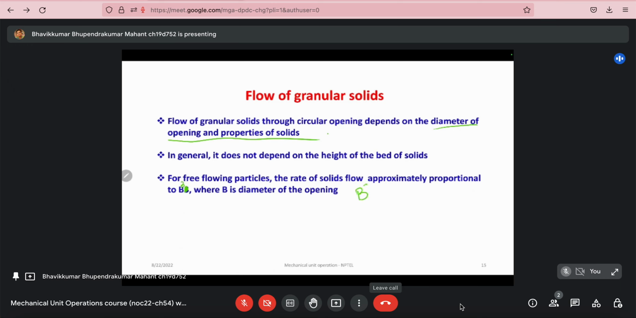So you can consider it as B raised to the power of 3. In free flowing particles, we are considering the rate of solid flow is approximately proportional to B cube. So rate is proportional to B cube, where B is the diameter of the opening. At the end, whatever opening is there, this is the B.